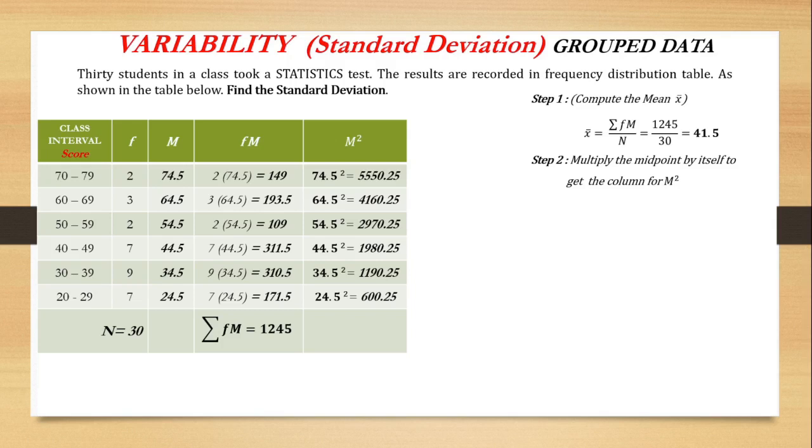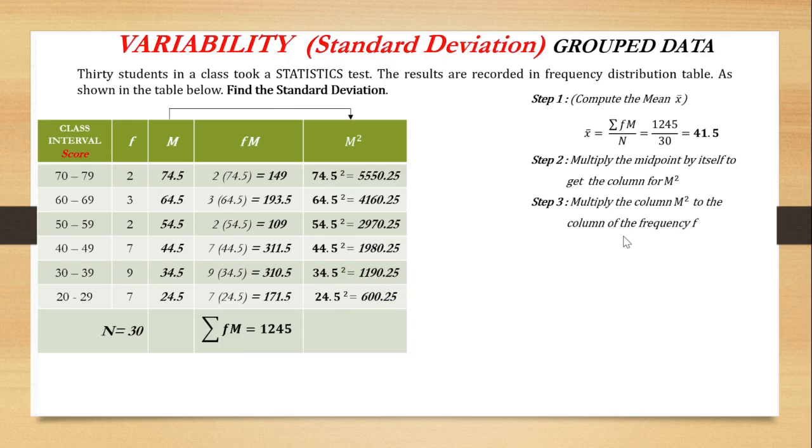64.5 times 64.5 is equal to 4,160.25. 54.5 times 54.5, that is equal to 2,970.25. 44.5 times 44.5, that gives us 1,980.25. 34.5 times 34.5, that gives us 1,190.25. And lastly, we have 24.5 times 24.5, that gives us 600.25.